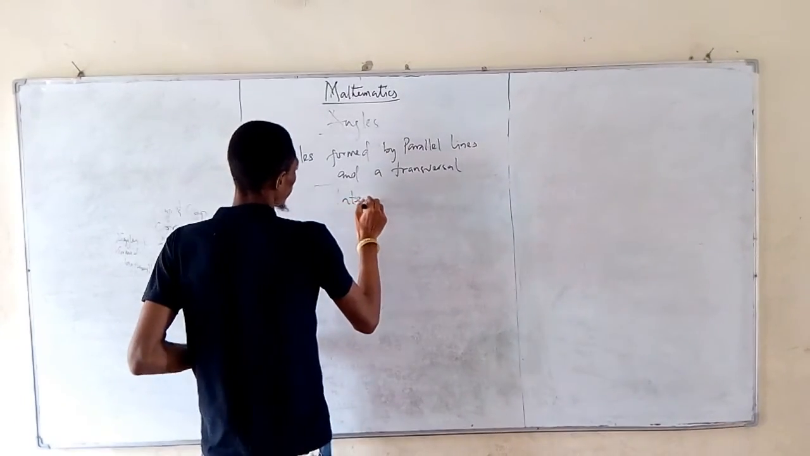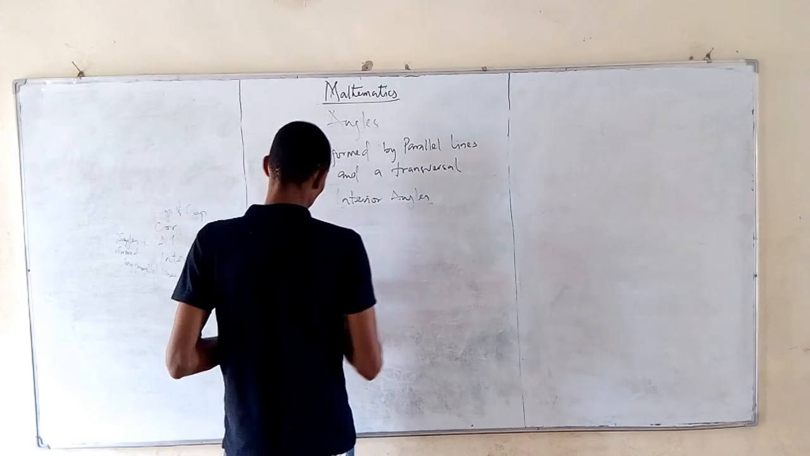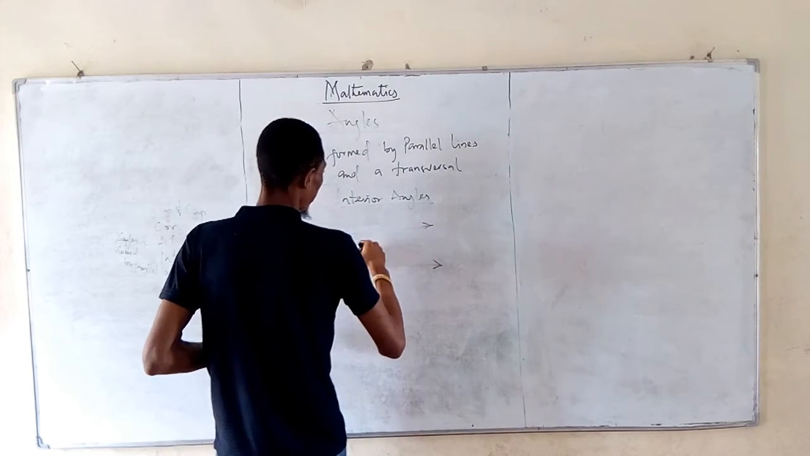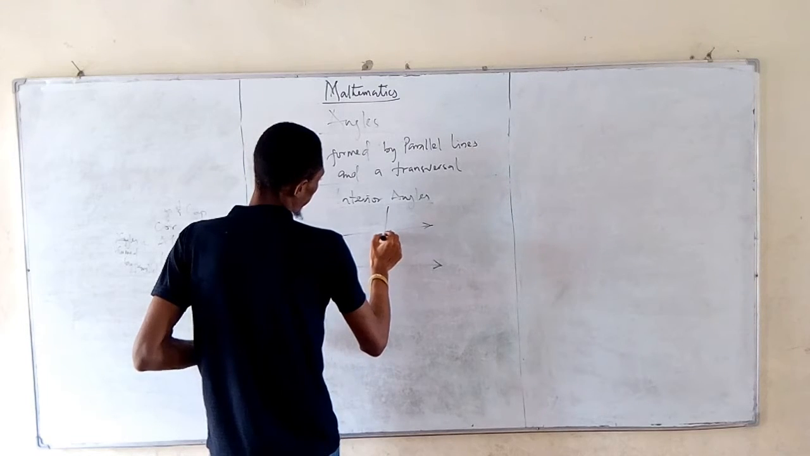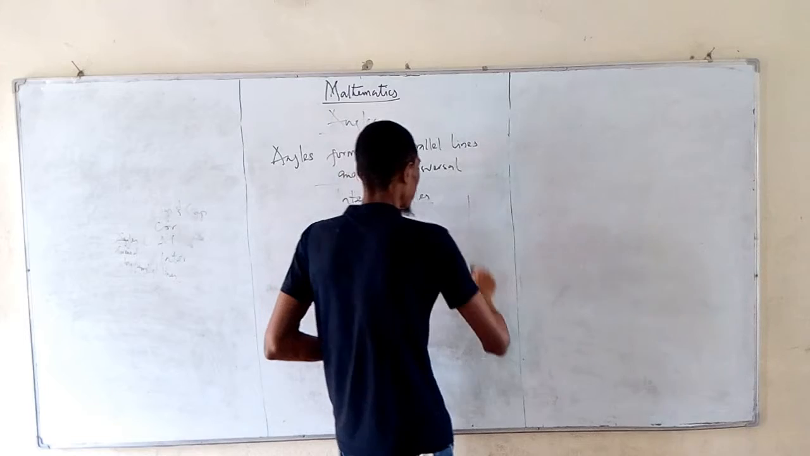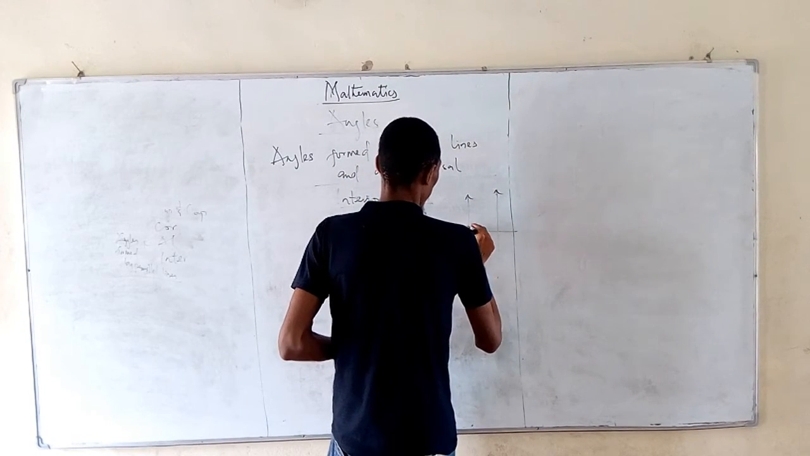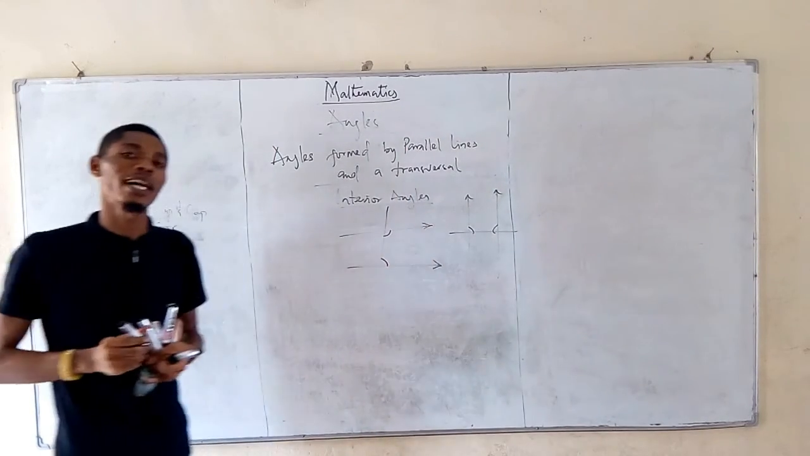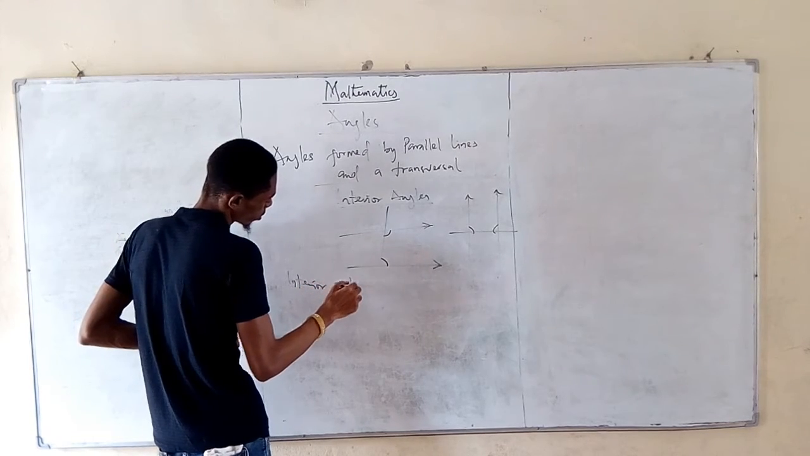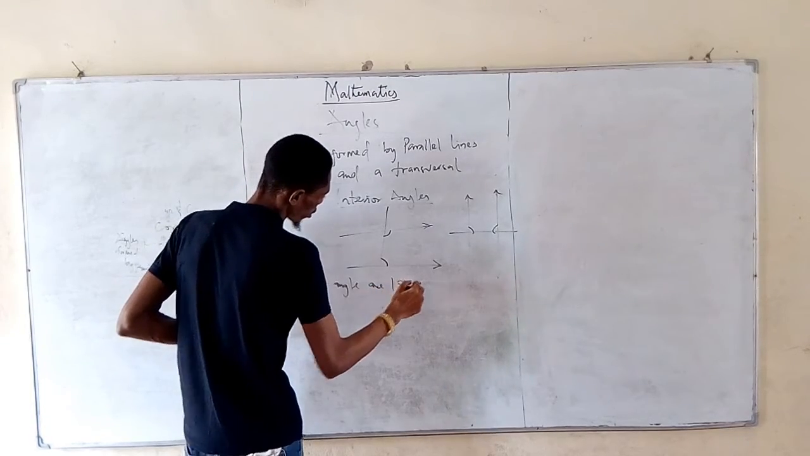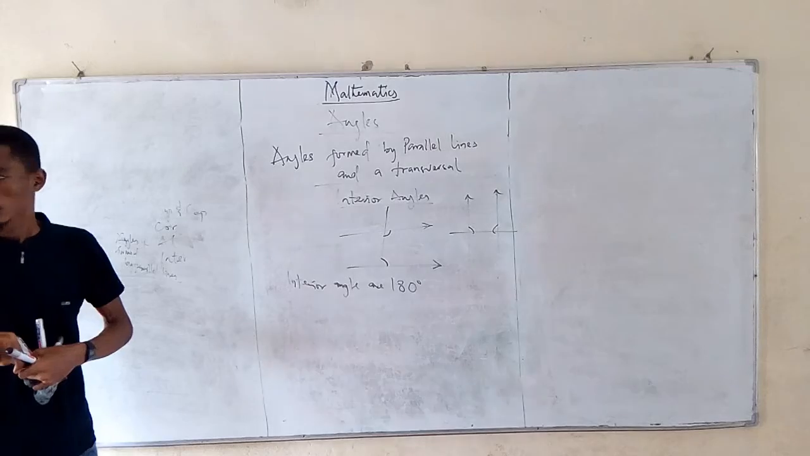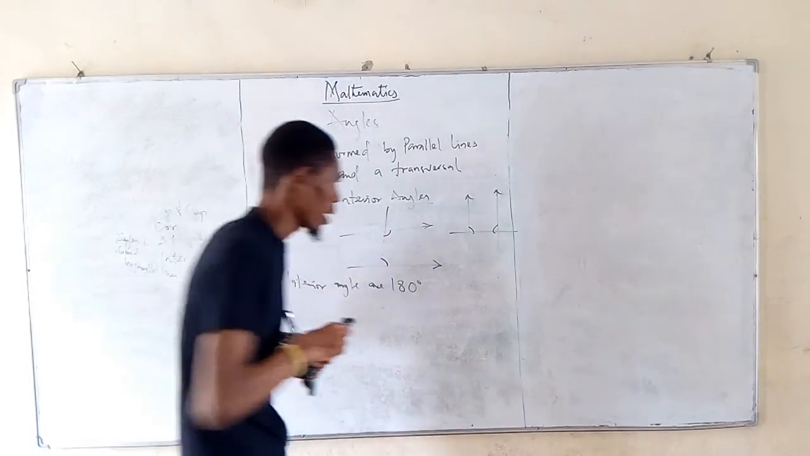Now, interior angles. When we have two parallel lines and a transversal, this angle and this angle are interior angles. Why? Because they are inside the parallel lines. What if I have it like this? This is my parallel line. This angle and this angle are inside the parallel lines. So that's my interior angle. Interior angles sum up to be 180 degrees. Let's try out an example and see.